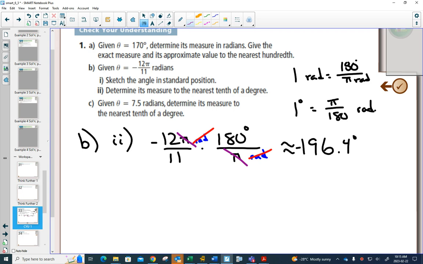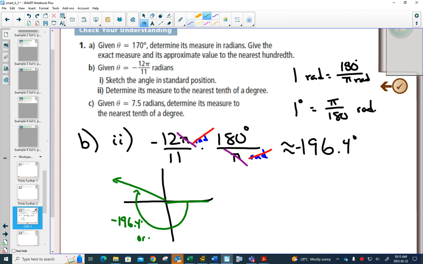And now, if you were asked to draw that in standard position, remember that standard position always starts from the positive x-axis. Negative would go past 180. But we're also going to learn how you would think about this using radians.